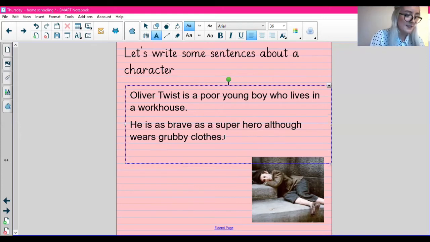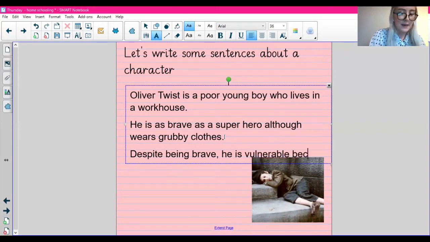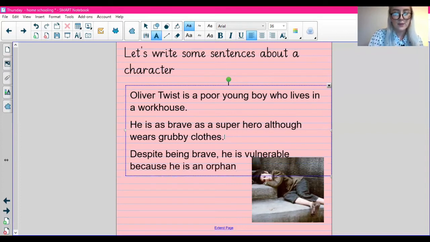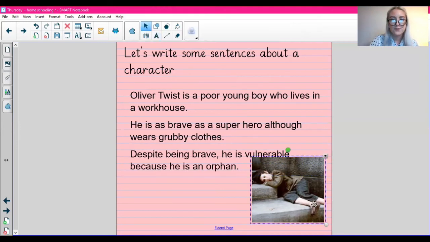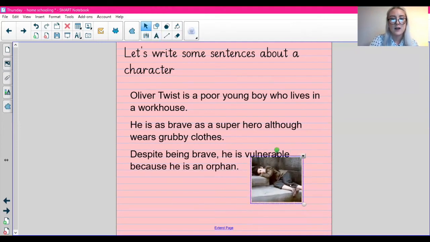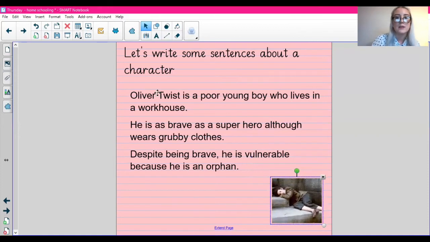And my last sentence I'm going to write about Oliver. Despite being brave, comma, he is vulnerable because he is an orphan. Full stop. So those are my sentences that I have written about Oliver Twist.